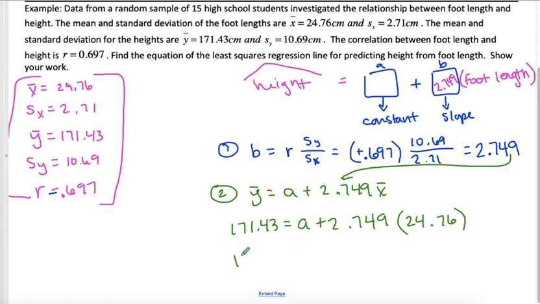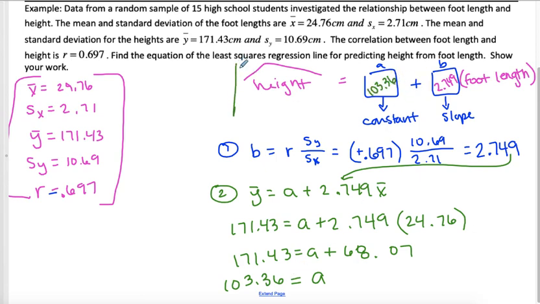I get 171.43 equals A plus, multiply that out, I get 68.07. I'm going to subtract that over: 171.43 minus 68.07. And I end up with an A value that's 103.36. That's this value.